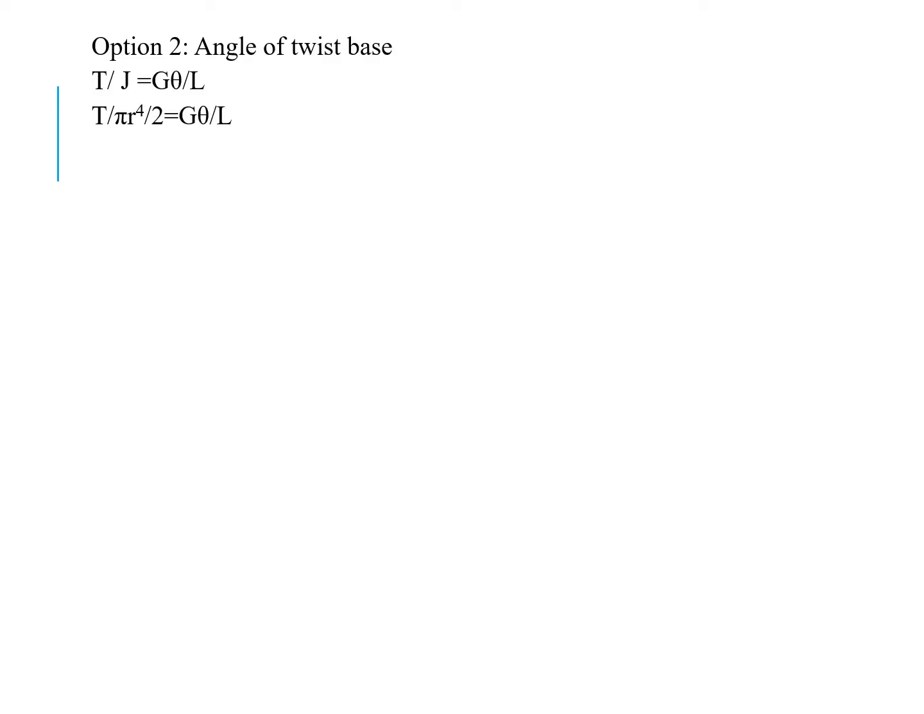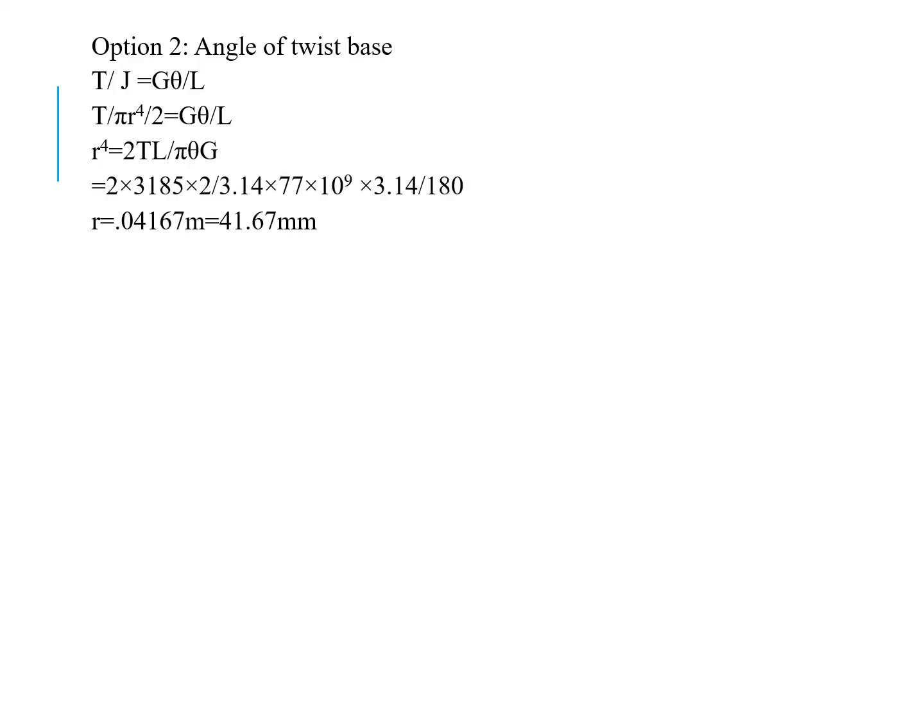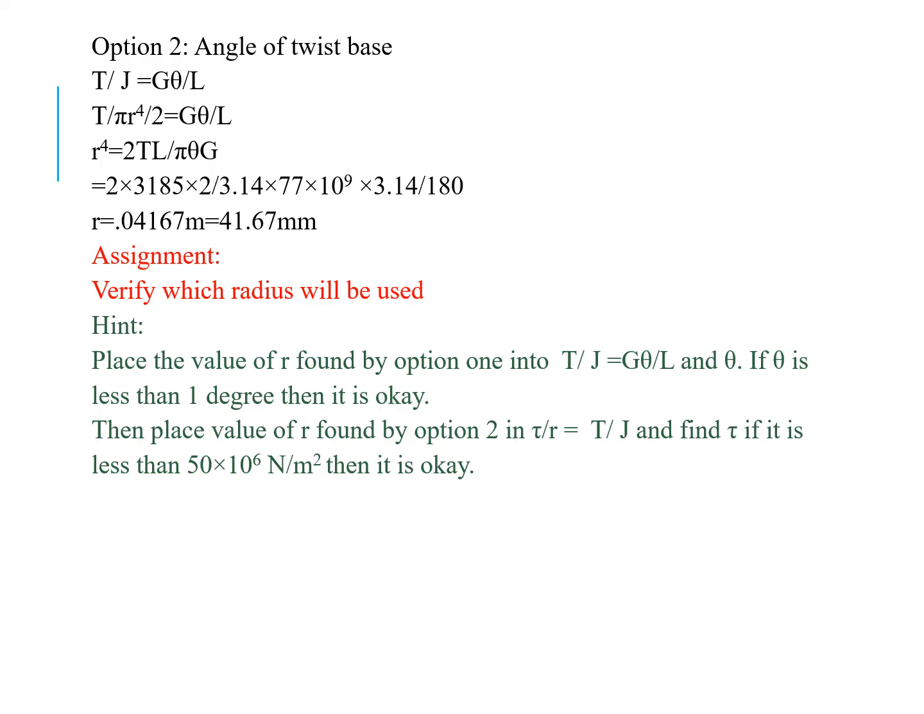In option 2, we will use the formula of angle of twist. We will place the value of J in that formula and simplify it in terms of R. We place the known values, and we get another value of R. Now it is your assignment to verify which radius will be used, because we have two values. We have some justification, so in the assignment you will submit, you have to mention which radius is used. The hint for that assignment is given to you. You can use it and solve it.